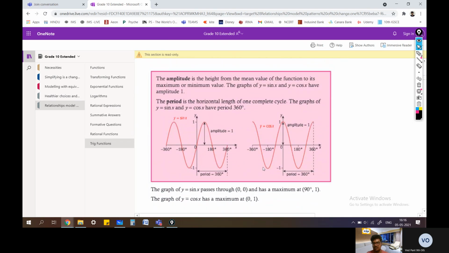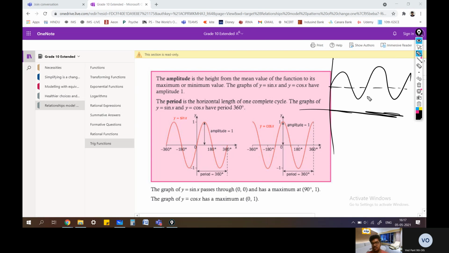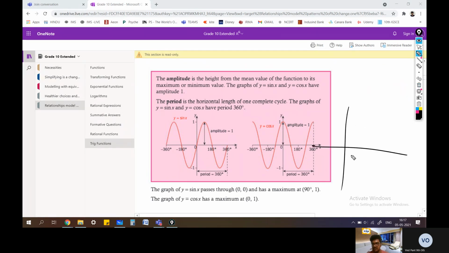So this is called amplitude. This is called period. Any function which completes the cycle is called a period. And from its mean position, if I say my graph is like this, I'll say this is my mean position, not this axis. Mean position is always in the middle. If my graph is like this, I know the mean position is this.